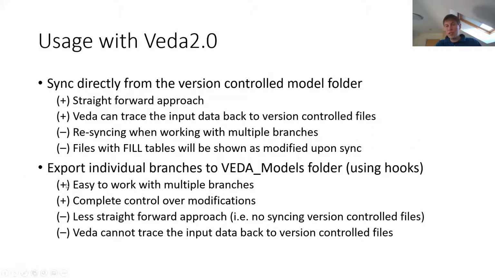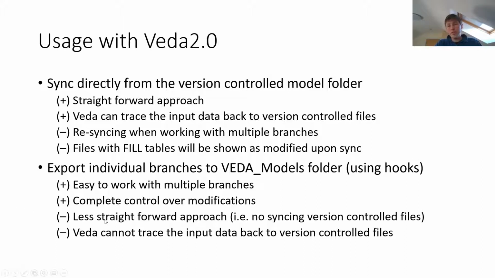In order to address those issues, there's a possibility to export individual branches to the VEDA models folder using hooks. Hooks are special files that are run after certain events, for example, after a commit is made, or after a pull is made, or after a merge happens. It allows one to easily work with multiple branches, because it puts them separately into different subfolders in the VEDA models folder. And then it also gives the user complete control over modifications that happen to the file.